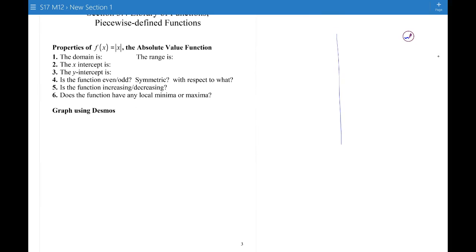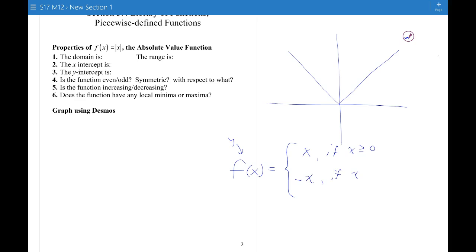Absolute value of x, the basic absolute value function, looks like this. And in fact, the best way to think about an absolute value function is as a piecewise function. So if you say f of x looks like x if x is positive or 0, so it looks like the graph y equals x for positive values of x. And it looks like y equals negative x if x is a negative number. So over in this part of the graph, it looks like the graph y equals negative x.